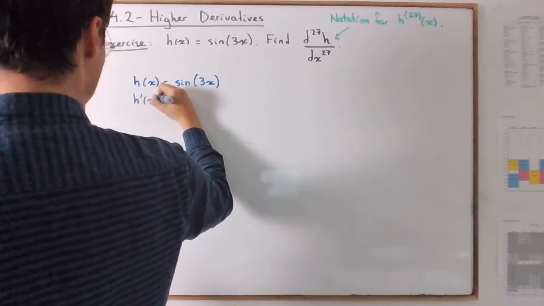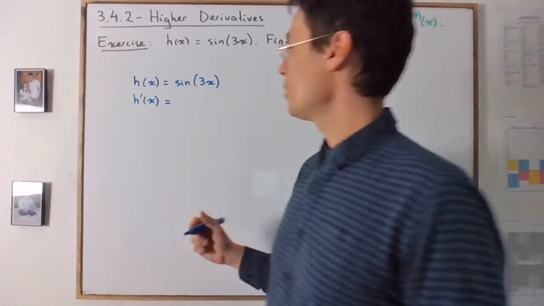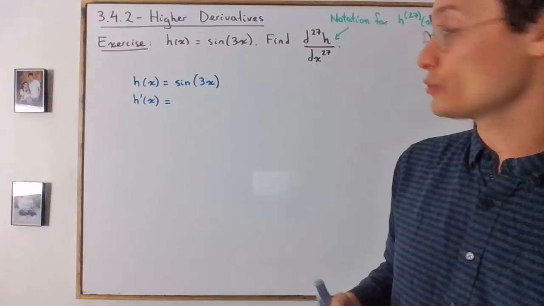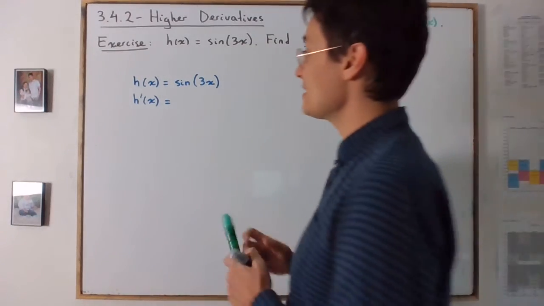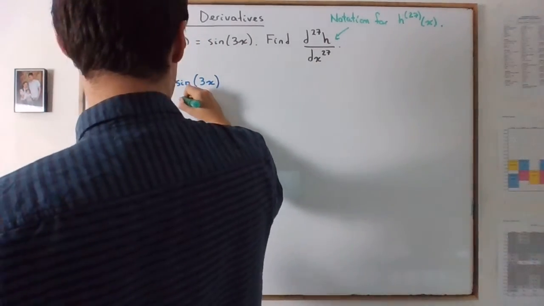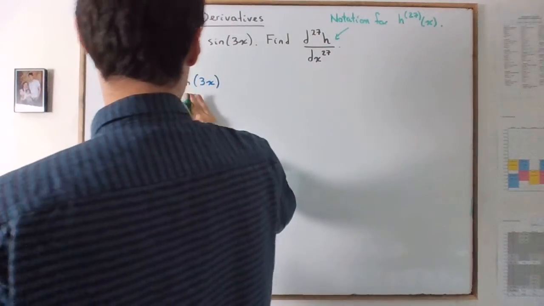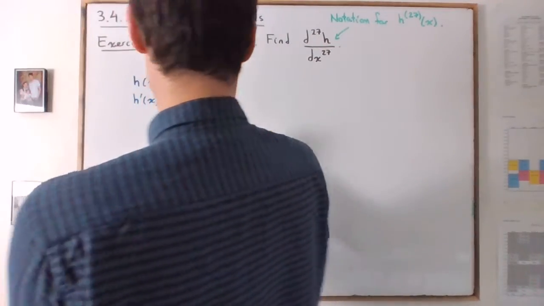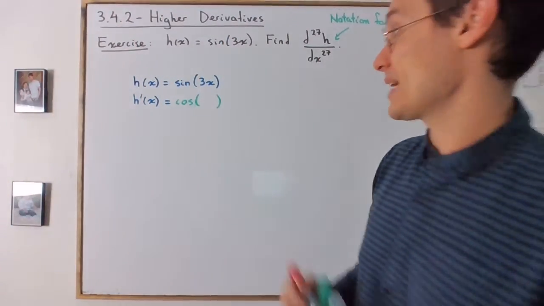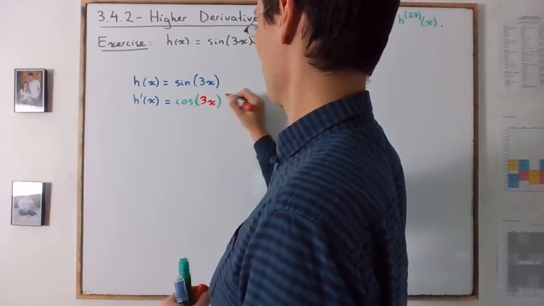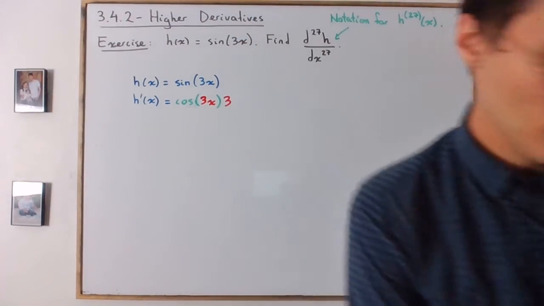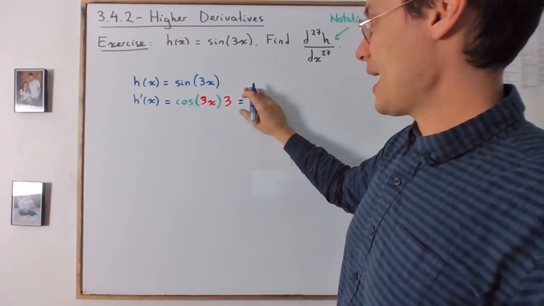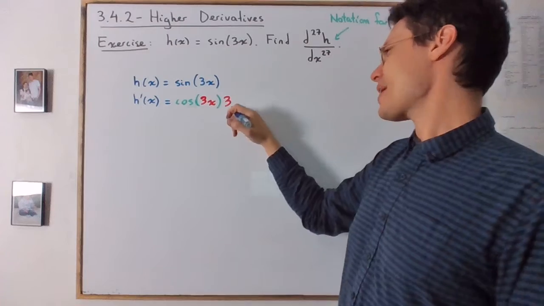h prime of x will be equal to, using the chain rule, which is probably the only one I will do rather slowly, using the outside rule, there you go. It's going to be the cosine of 3x times 3, the derivative of 3x. Actually, let's just write it like this.